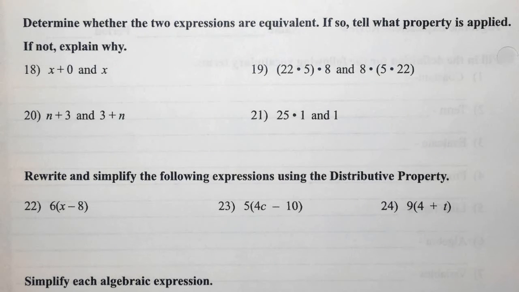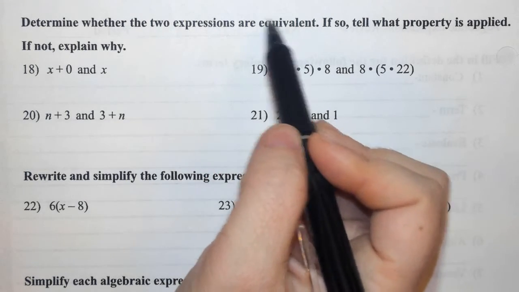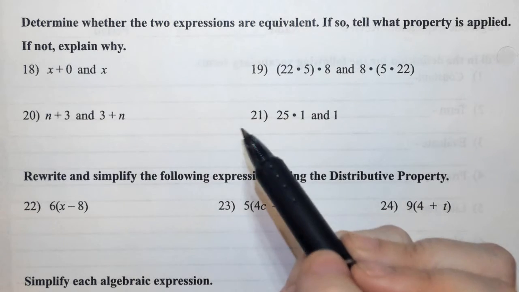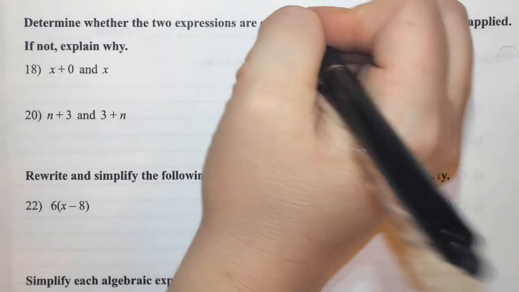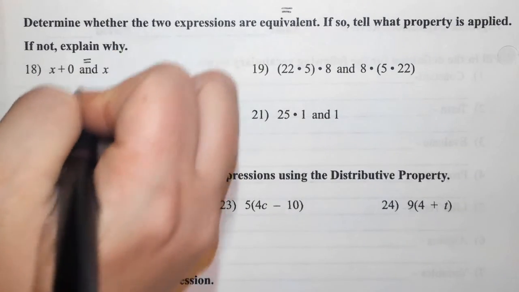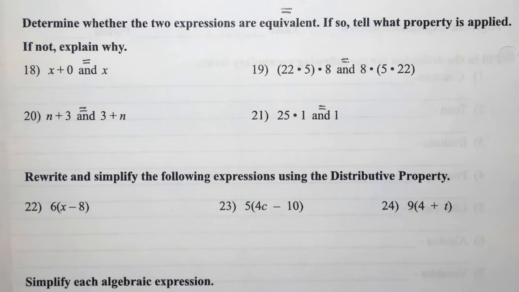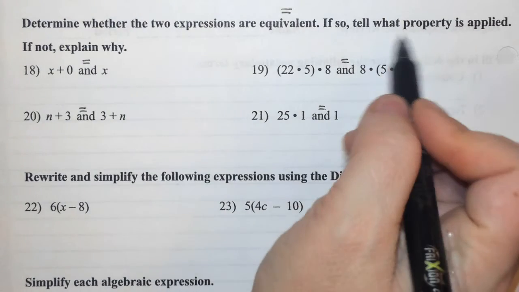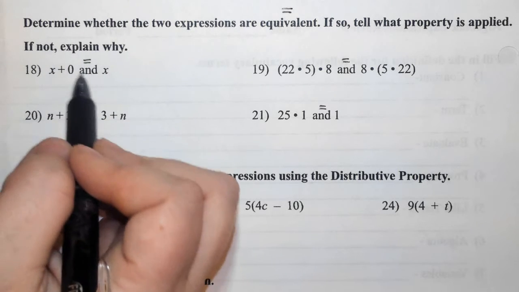All right, let's do number 18. So now we've changed. We're doing something different now. It says determine if they are equivalent. So you have two different things, guys. That's why you have the "and" in between, because they're two different problems. What does the word equivalent mean? The same, equal. So I'm wanting to know, are these equal? So really that "and" is meaning, are they equal? If they are, we're going to say yes, and then we're going to say what property it is. If they're not, we're going to say no, and we're going to explain why.